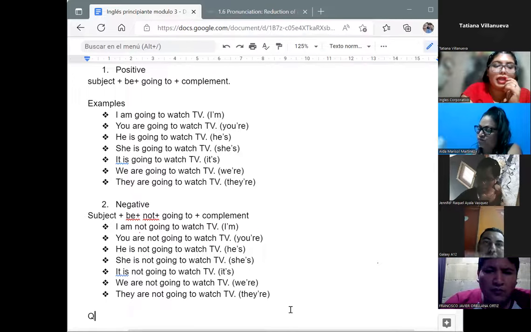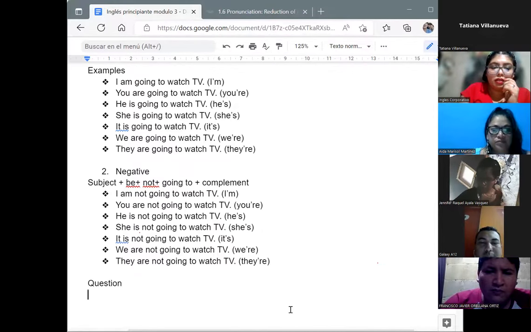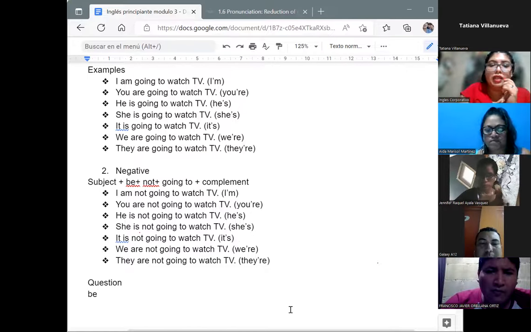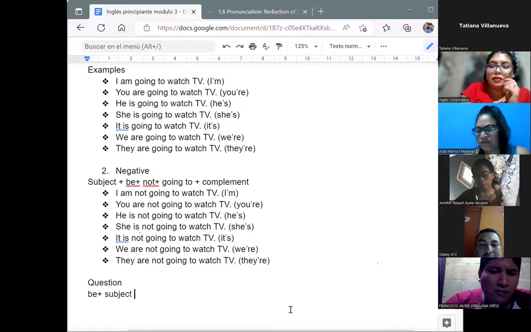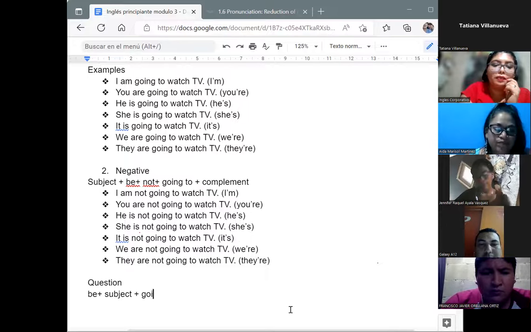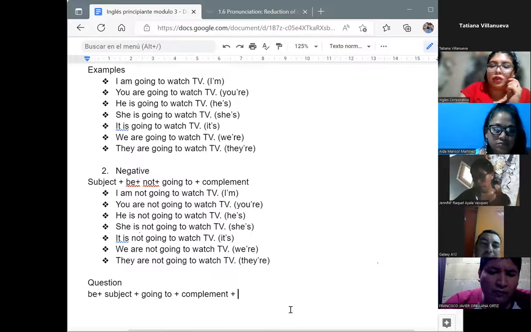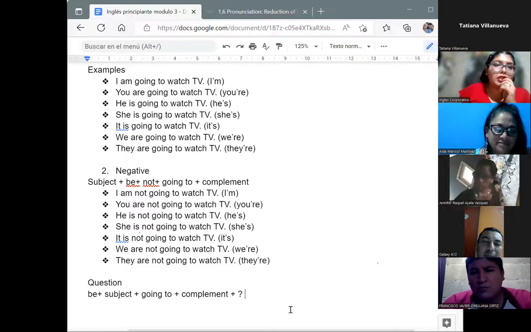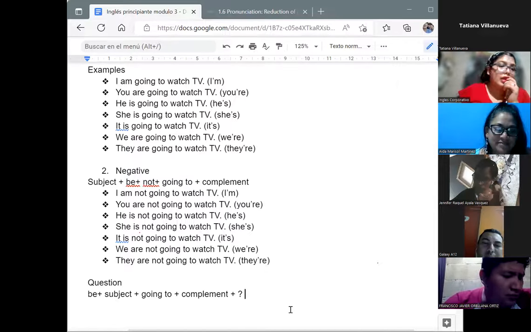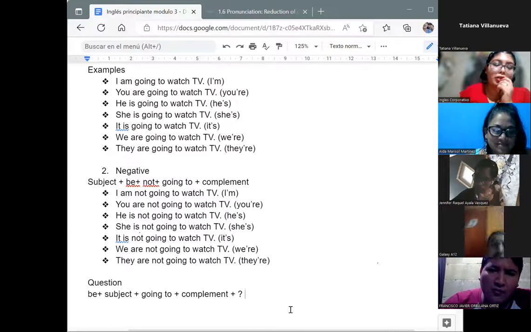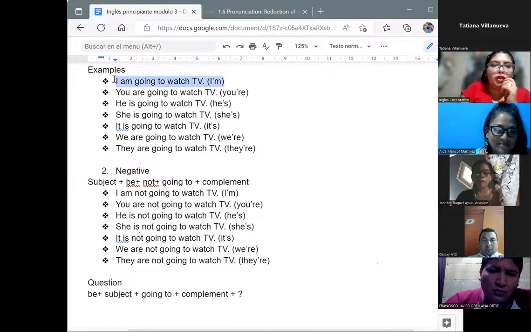But let me write the structure. Question. And we have verb to be at the beginning, then the subject. Then we are going to continue with the same structure that we have here, plus complement plus question mark. En este caso sí vamos a utilizar la question mark o el signo de interrogación al finalizar la pregunta, solo el de finalizar. En este caso no utilizamos el de apertura porque en inglés no se usa el de apertura, simplemente el de cierre.